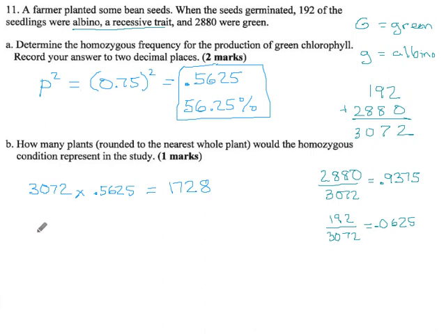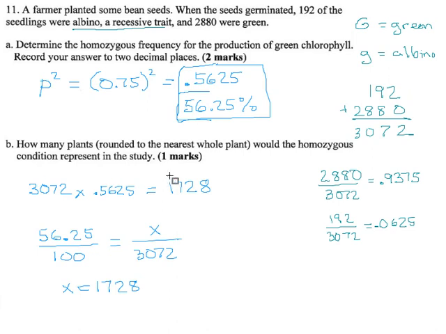The other way you could set it up, if you like cross-multiplying, and I do, is you could take this percentage, 56.25% means 56.25 out of every 100 plants are green. And then the question is, how many plants out of our total of 3,072 are green? Okay. So the bottom numbers both represent the whole group, and the top numbers represent the fraction of the group that has the trait we're talking about, in this case green. If you do that, you'll go 56.25 times 3,072 divided by 100, and if all goes well, that should also give you 1,728 green plants.